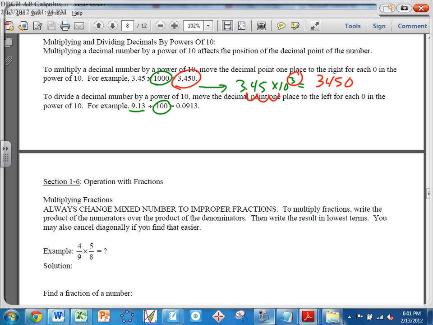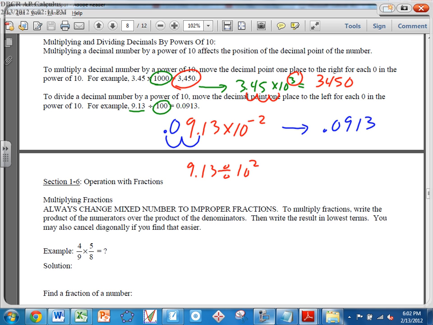Here, since I'm dividing by 100, I need to move the decimal to the left because it's getting smaller. So this is really, you can read it that way, times 10 to the negative 2. Or you can simply continue to read it this way. Either way, divided by 10 to the 2 or times 10 to the negative 2 still means move it 2 spots to the left. So either case, move the decimal over to here, add a 0 in, 0.0913, and that's the answer you get here.